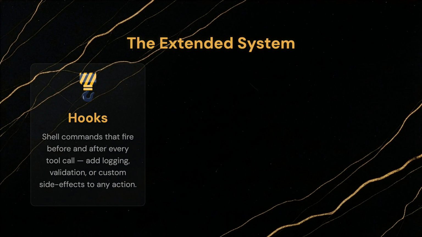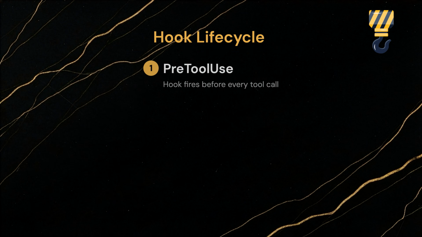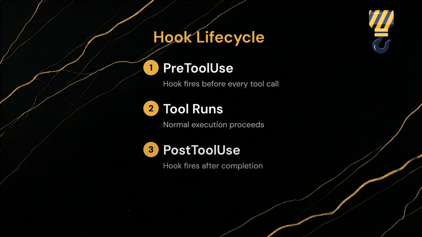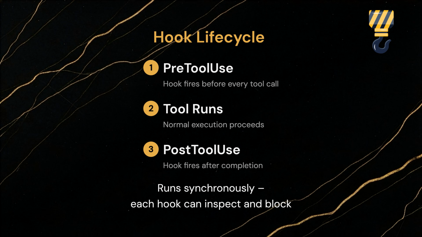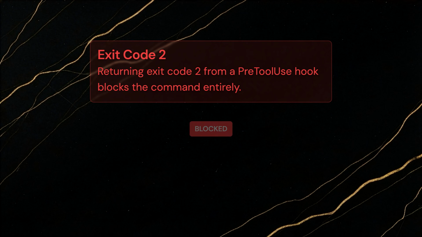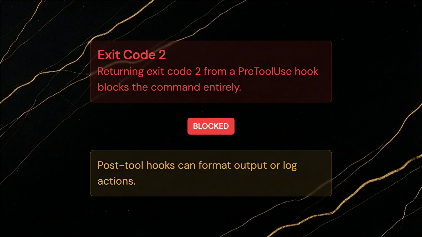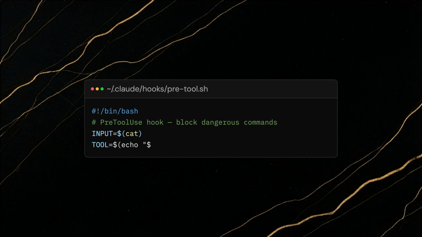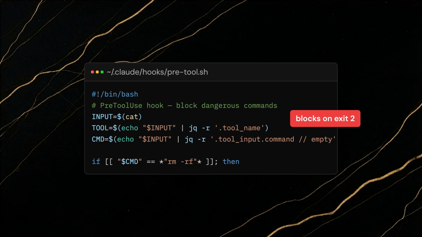Hooks are scripts that intercept the agentic loop at specific lifecycle points: before a tool runs, after it completes, or when a session starts or ends. A pre-tool hook can block dangerous commands by returning exit code 2, while a post-tool hook can format output or log actions. They are configured as shell scripts that receive JSON on standard input.